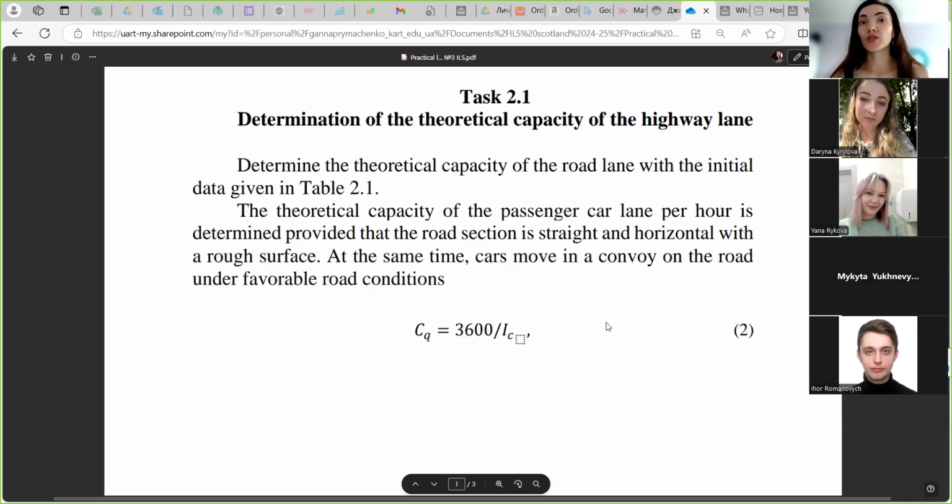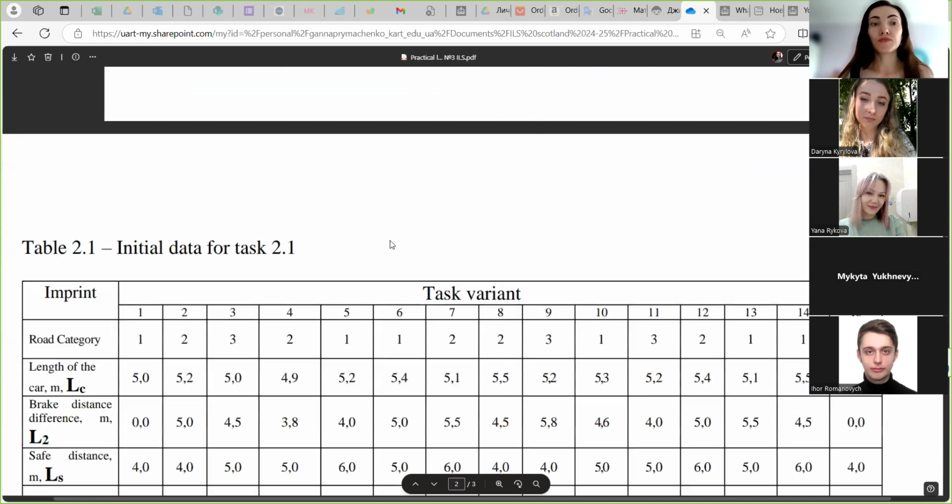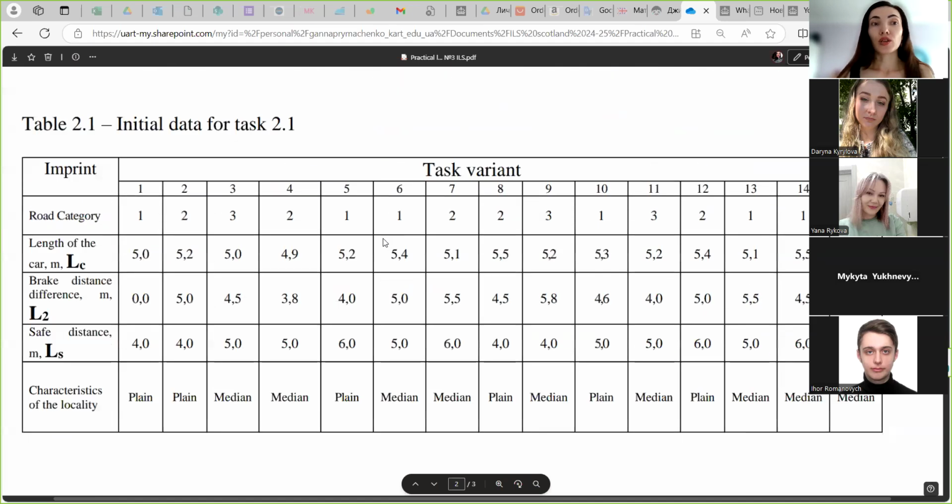So when you have written the topic and your variant, we show the theoretical materials about our task today. It is to determine the theoretical capacity of the road lane with the initial data given in table 2.1. I show the table. We use it today. It is not a very big table like those we use in other practical lessons. So it is short information.